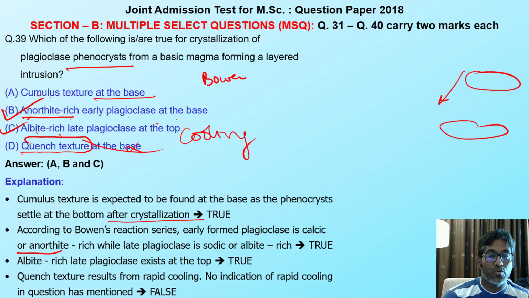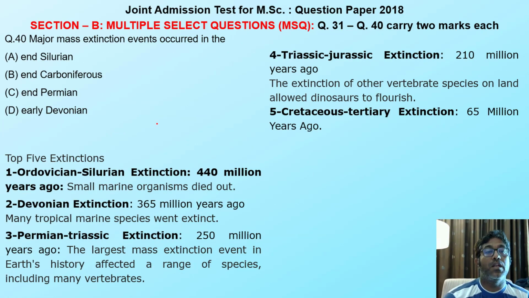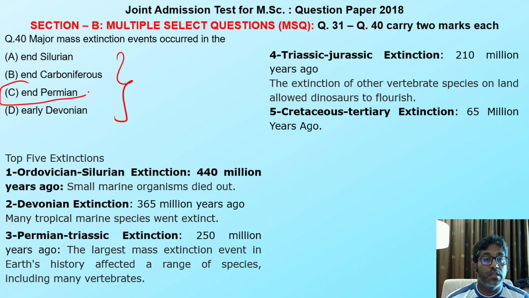Now moving to the last question, and this is related to mass extinction. In which era does a major mass extinction event occur? As per the option it is end of Permian, but we have five major extinctions: Ordovician-Silurian around 440 million years ago, Devonian extinction 365, then Permian-Triassic extinction, the Triassic-Jurassic extinction and Cretaceous-Tertiary extinction.